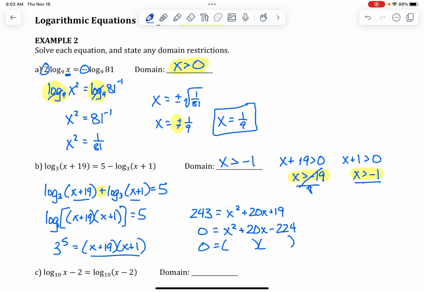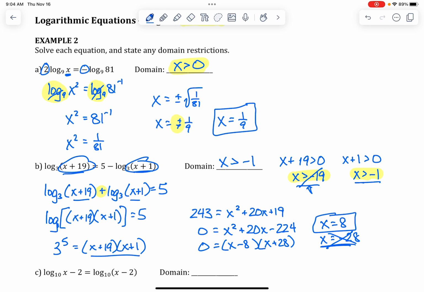Maybe you want to try splitting the middle, maybe you want to use the quadratic formula, whatever works. But when you're done, these two factors will work: x minus 8 and x plus 28. All right, so x has to equal 8, or x has to equal negative 28. Well, definitely negative 28 will not make these domain restrictions work, so that's going to be an extraneous solution. Okay, so 8 is the only viable answer.